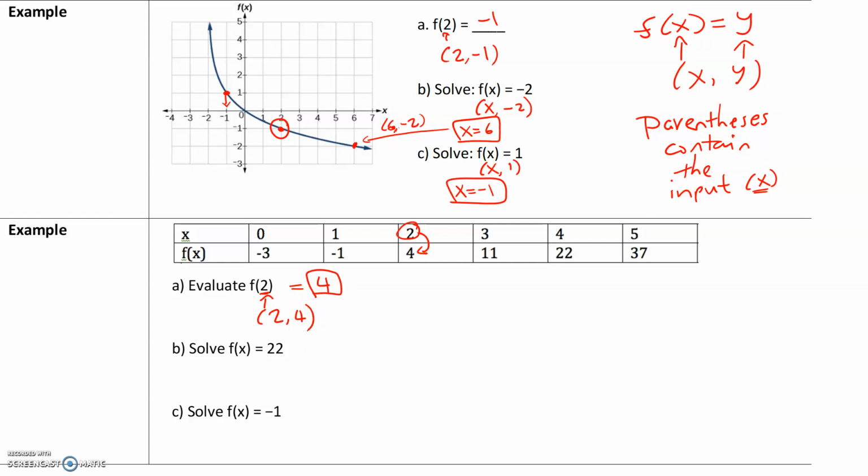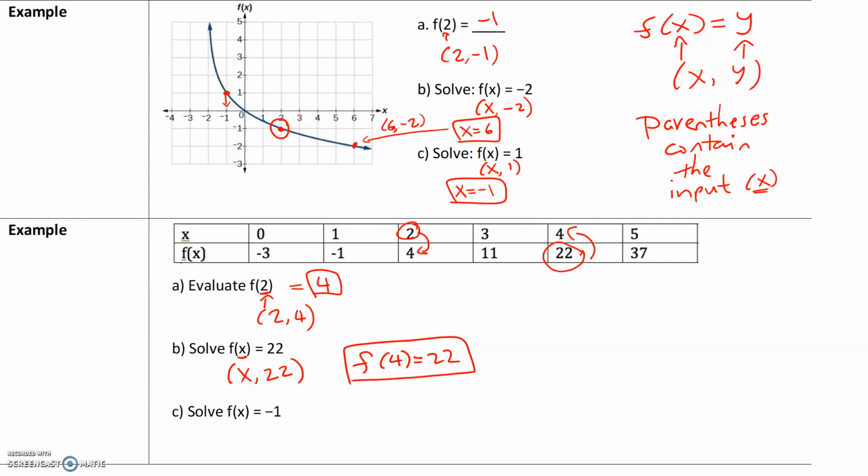Next, let's solve f of x equals 22. The parentheses contains the input. I'm going to keep saying that over and over again so we don't forget. So the input is x, and the output is 22. So we want to figure out where is a y value of 22. These are the y values, the outputs. 22 is right there, and the corresponding input is 4. So x has a value of 4, which means that f of 4 equals 22.